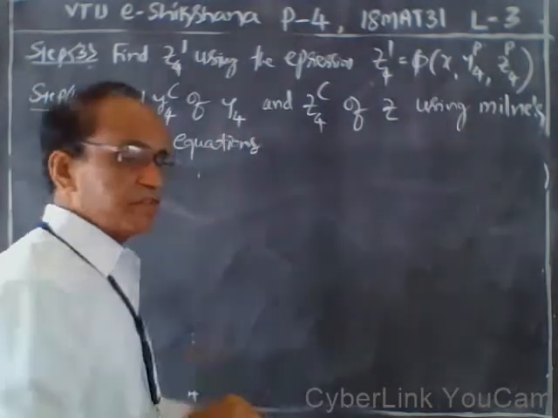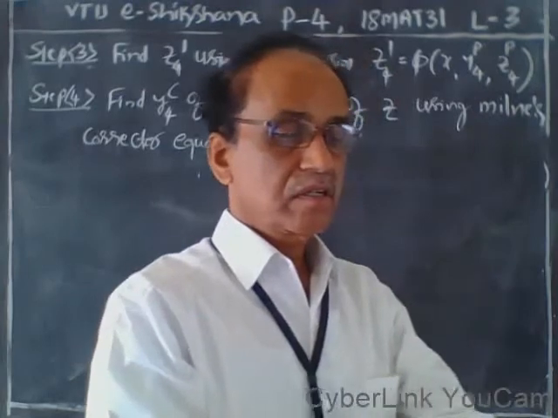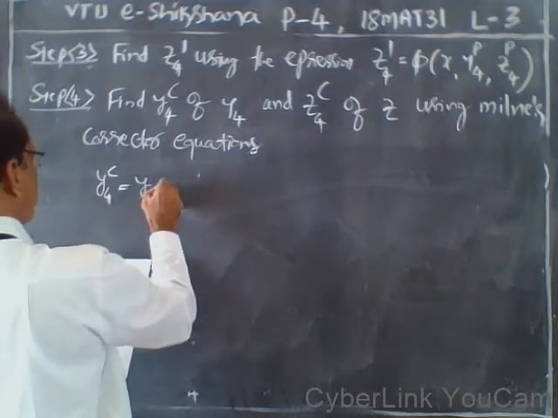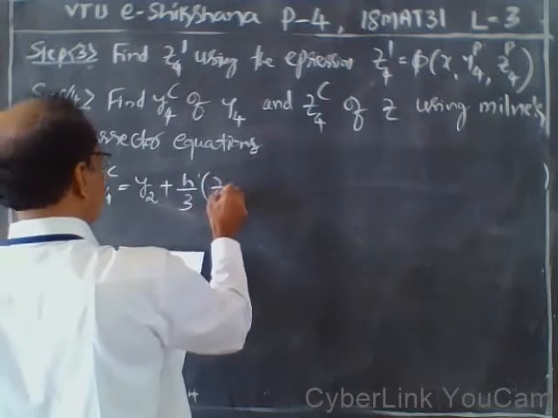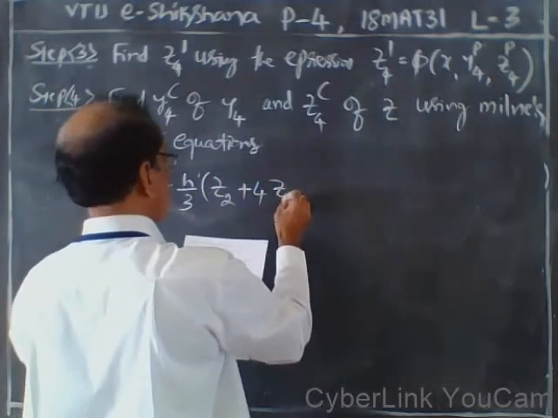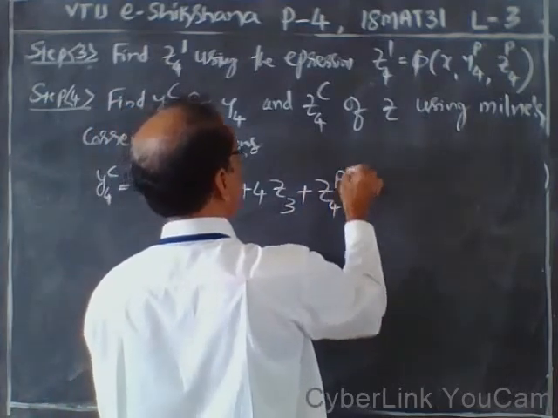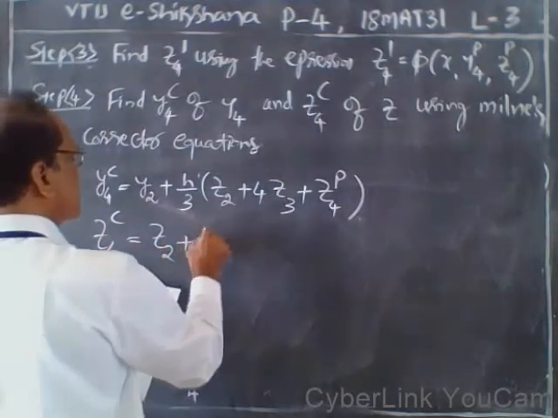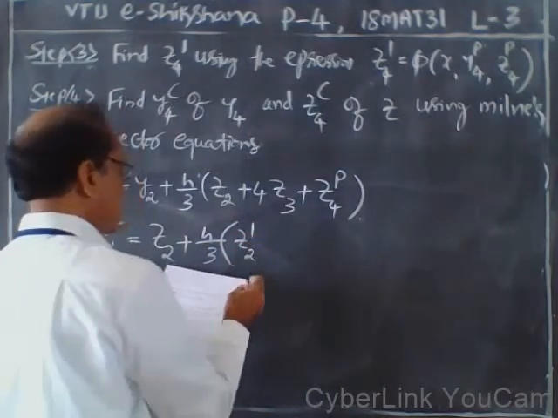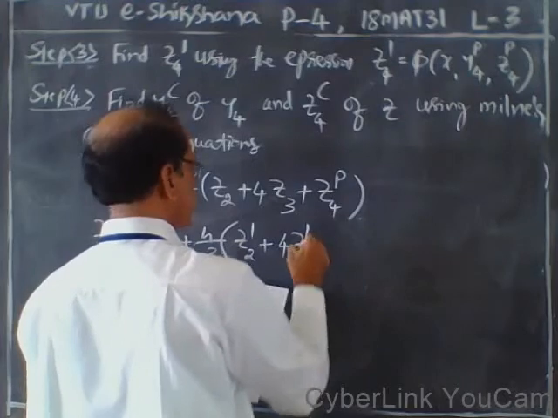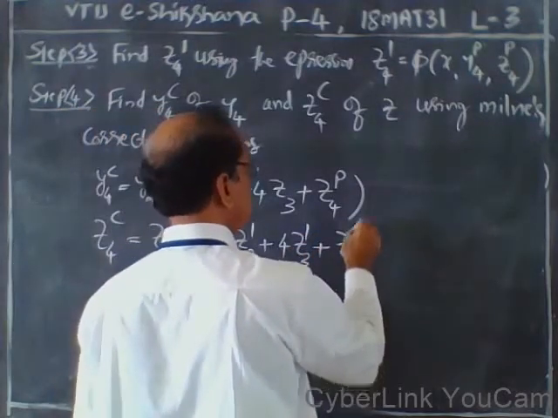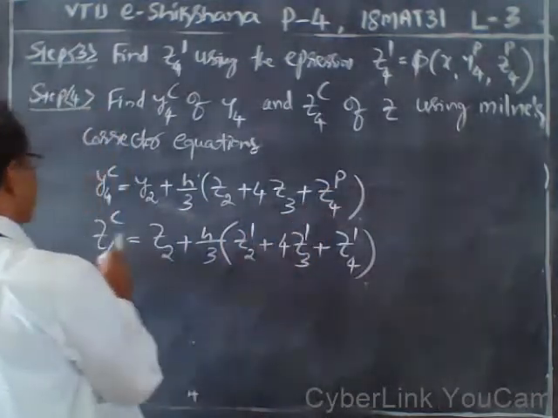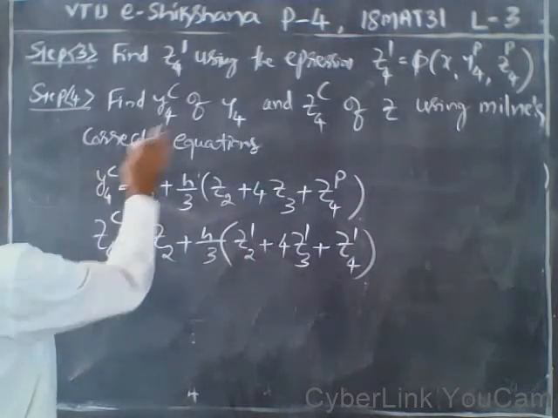What are those corrector equations? Those corrector equations are y4c is equal to y2 plus h/3 times (z2 plus 4 times z3 plus z4p). Then z4c is equal to z2 plus h/3 times (z2 dash plus 4 times z3 dash plus z4 dash). y4c includes z4p, that means the next value of y.